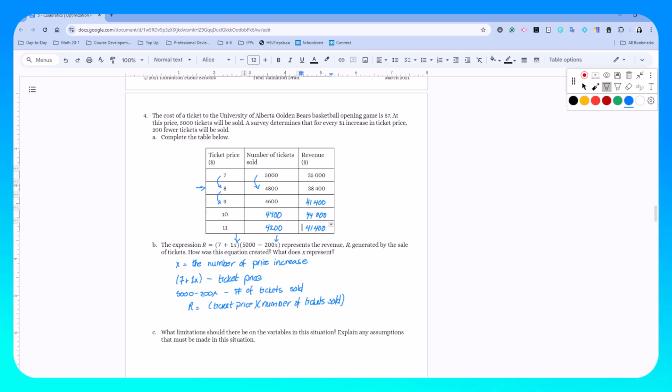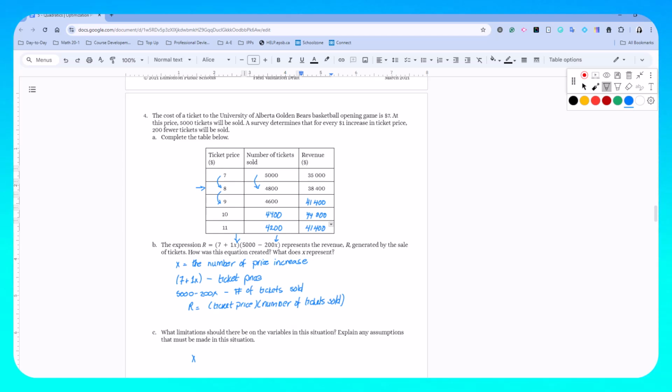Now the next question is, remember what limitations should be on the variables in this situation, and explain any assumptions that must be made in this situation. Well, let's think about the variables. Well, x. X is the number of price increases. Okay.